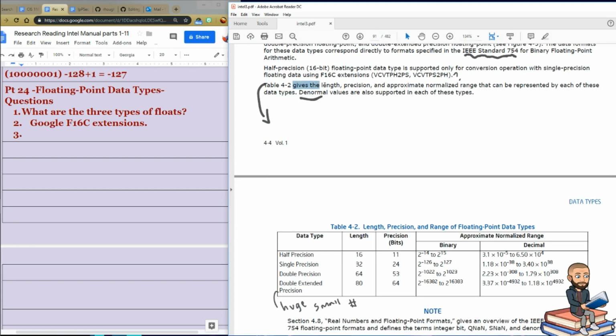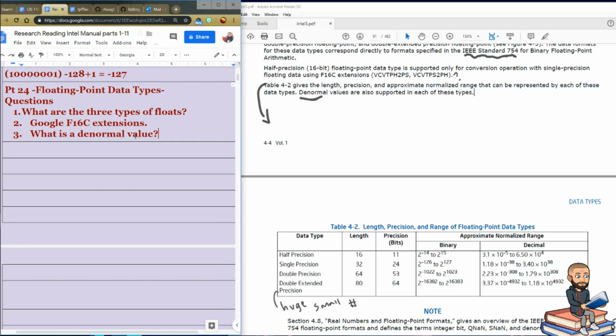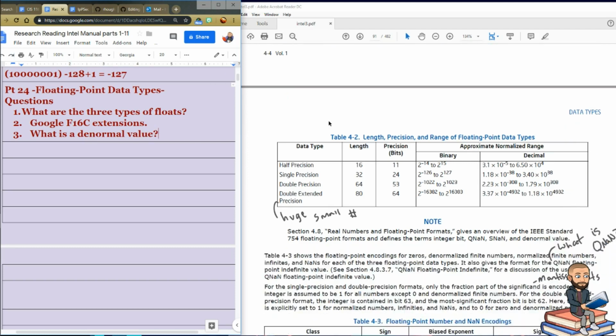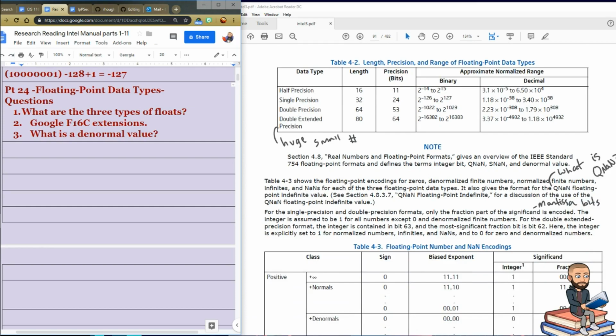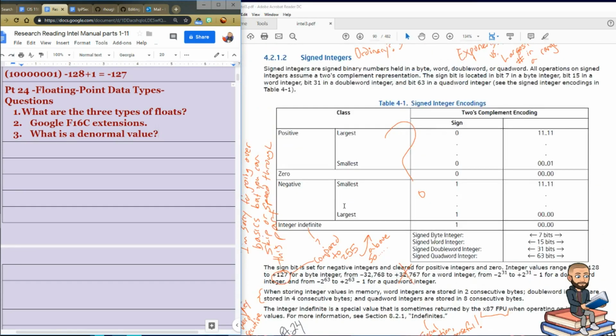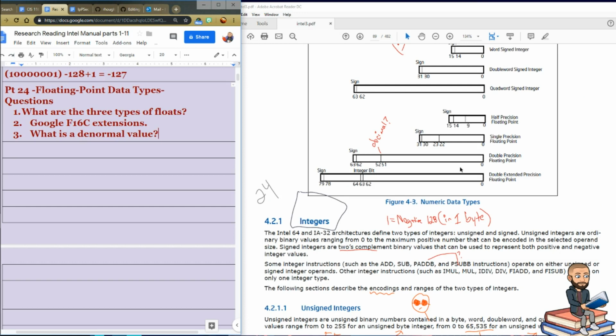The table below gives the length, precision, and approximate normalized range that can be represented by each of these data types. Denormal values are also supported in these types. What is a denormal value? Now this chart isn't so bad, not as bad as some of the others. And let me go ahead and scroll up there real quick and make a comment about this diagram's representation of floating points. I think it's a pretty good one because what you see here is that a floating point can be negative, so there's the sign bit. If this is a 1, you're likely looking at a negative number. But then you'll see another line here for what's called the mantissa, or that is the decimal.